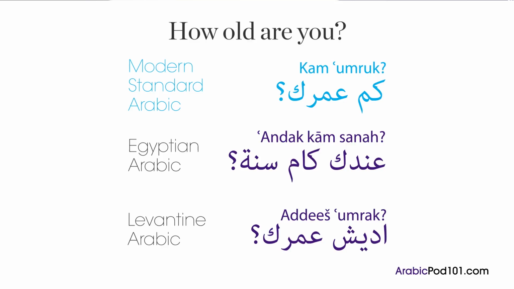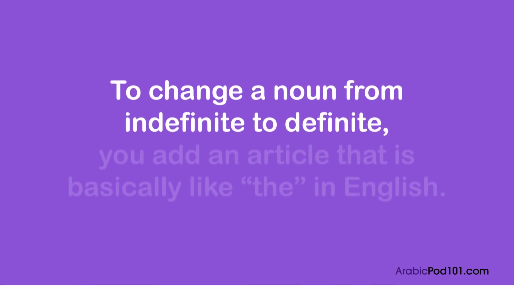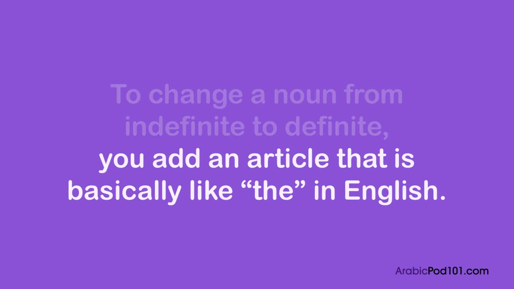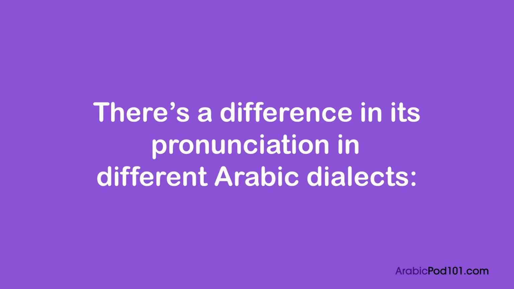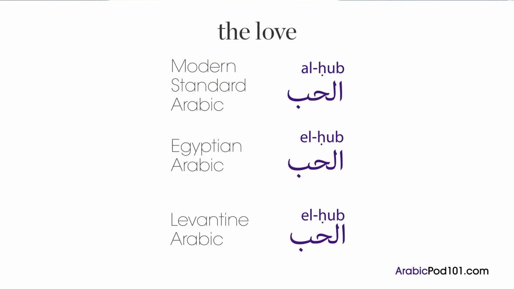كم عمرك؟ عندك كام سنة؟ قديش عمرك؟ To change a noun from indefinite to definite, you add an article that is basically like the in English. There's a difference in the pronunciation in different Arabic dialects. Let's see the word the love as an example. الحب, الحب, الحب. Notice the difference between el and il. These are basic examples of differences between modern standard Arabic and 2 different Arabic dialects.